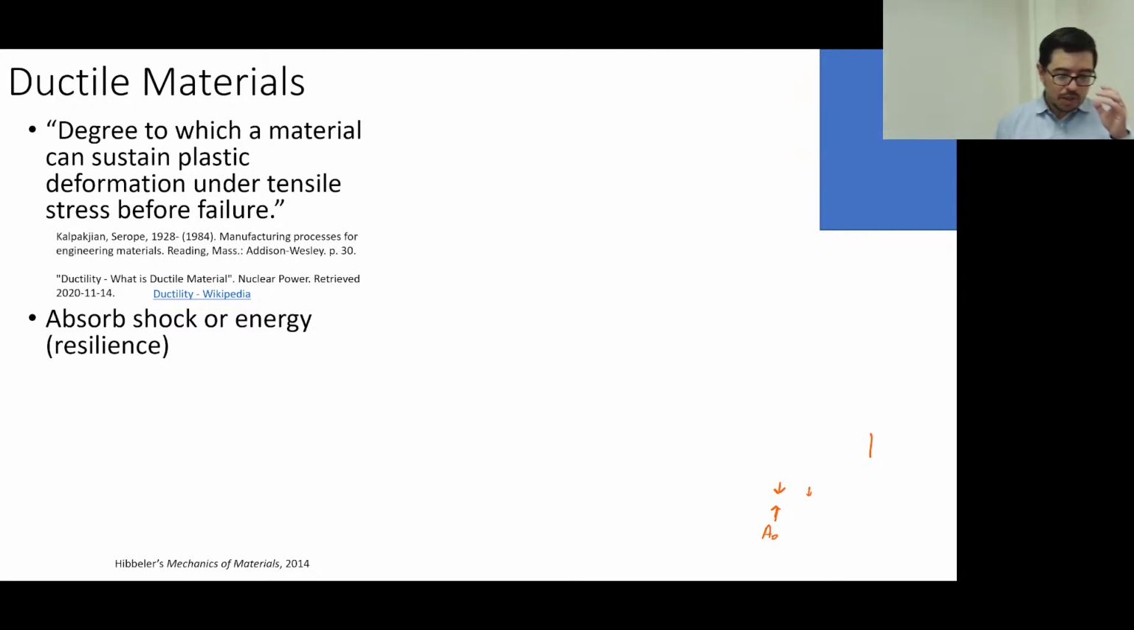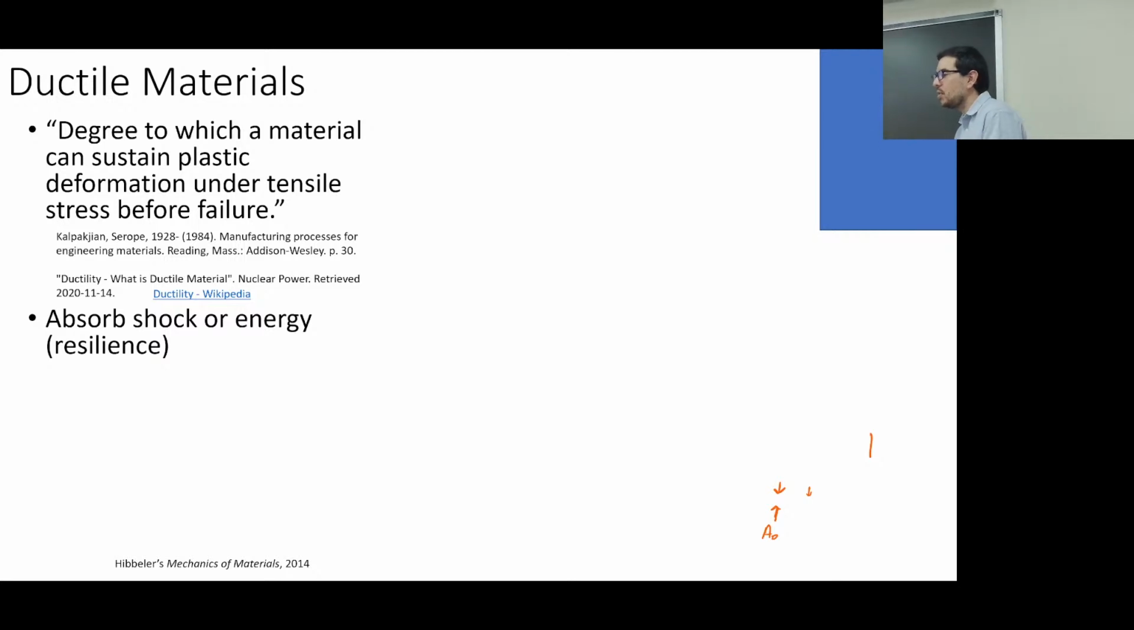This is the degree to which a material, or the ductility you could say, is the degree to which a material can sustain plastic deformation under tensile stress before failure. Okay? And it doesn't necessarily have to be tensile stress, it could be a combination of things, but essentially you're going to have deformation, and it's not going to just, as soon as it starts to deform, snap.